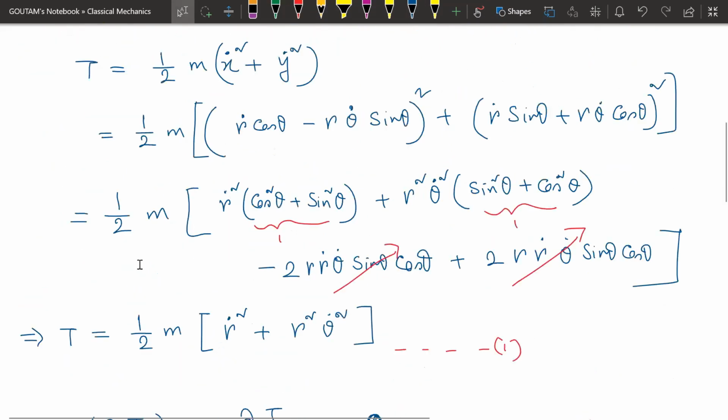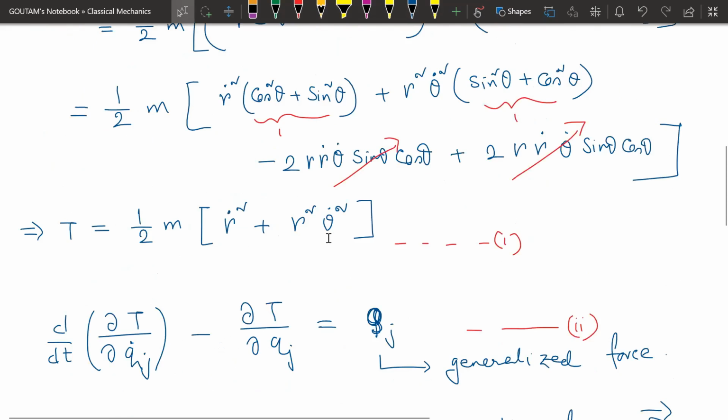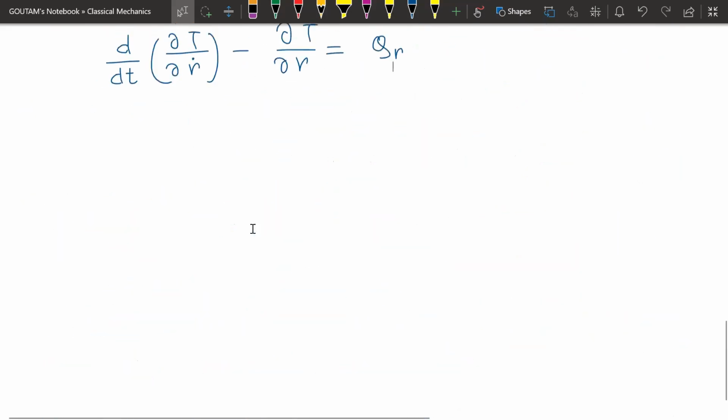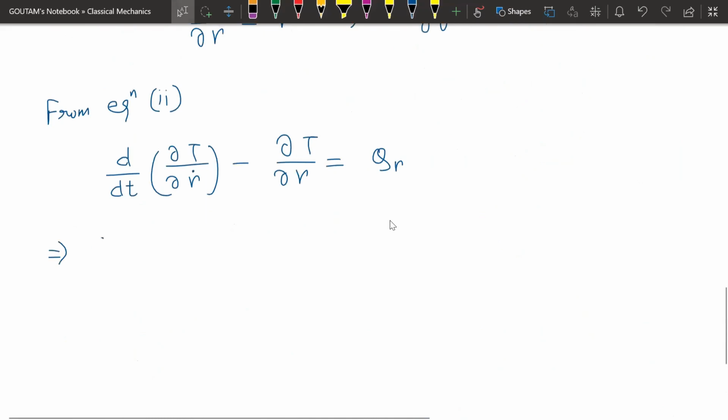Now, what is ∂T/∂r dot? Let's look at equation 1. In the second term there is no r dot dependence. The r dot dependence is only in the first term. If we differentiate the kinetic energy with respect to r dot, the 2 will come down, and this 2 and the 2 coming from the square will cancel. So ∂T/∂r dot will be m r dot. So we will get d/dt of m r dot, minus ∂T/∂r.